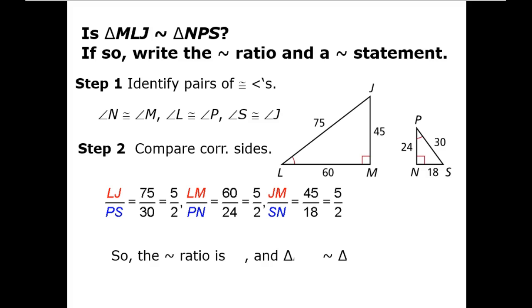So the similarity ratio, what's the similarity ratio? 5 over 2. You already found it. It's not anything you have to go back and find. That's what you found when you're trying to see if they're proportional. Does that make sense? So it's already there. It's 5 over 2. And then this is how the triangle's named. That's not how it's named in the question. Is it the same thing?